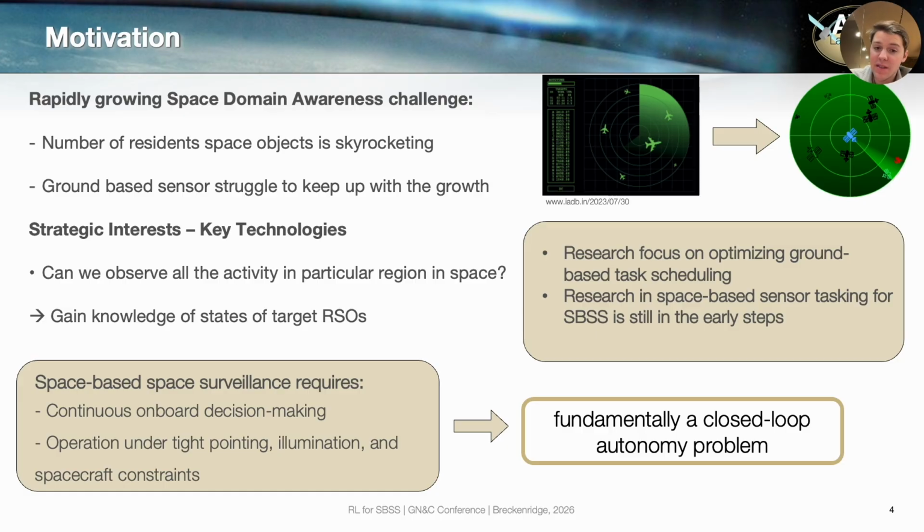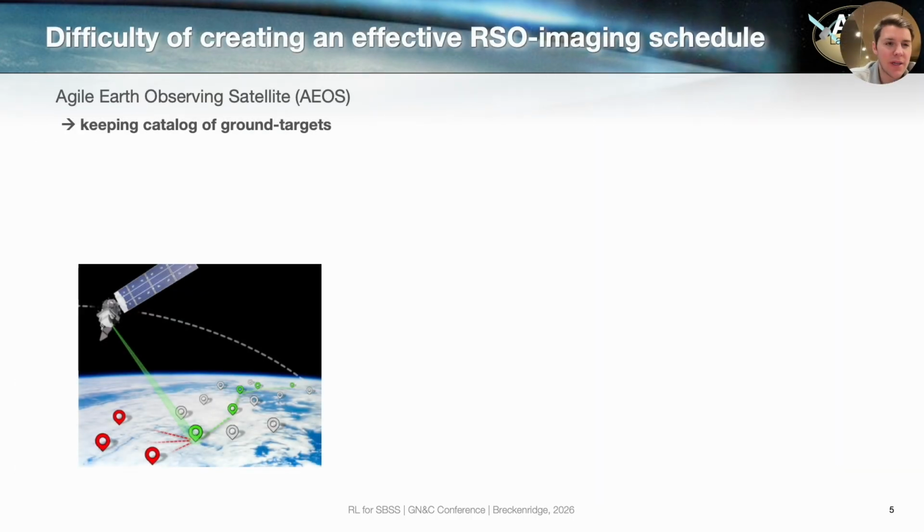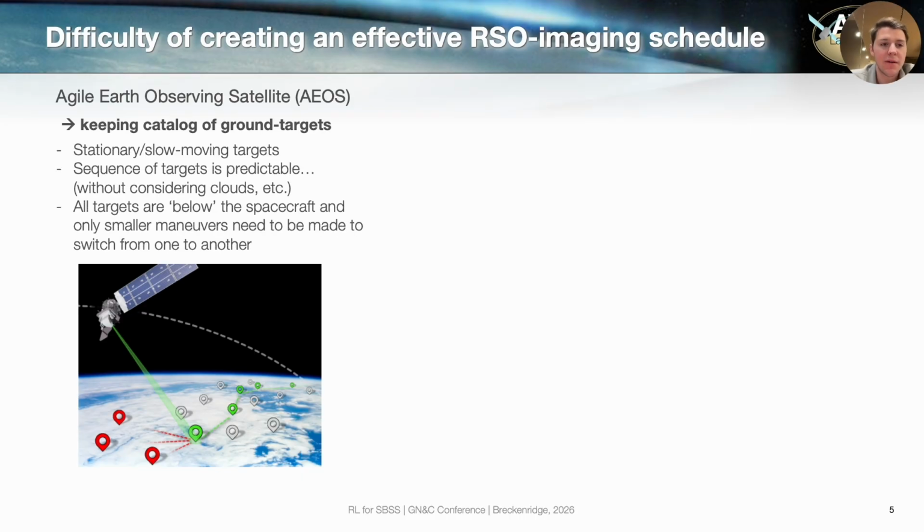which means this is fundamentally a closed-loop autonomy problem, similar to the agile Earth-observing satellite problem, which has been dealt with many times in our lab, where you're keeping a catalog of ground targets. In this case, you're looking at stationary or slow-moving targets where the sequence of targets is quite predictable, and all the targets are below you, where you're either slewing left-right or ahead or back in the ground track.